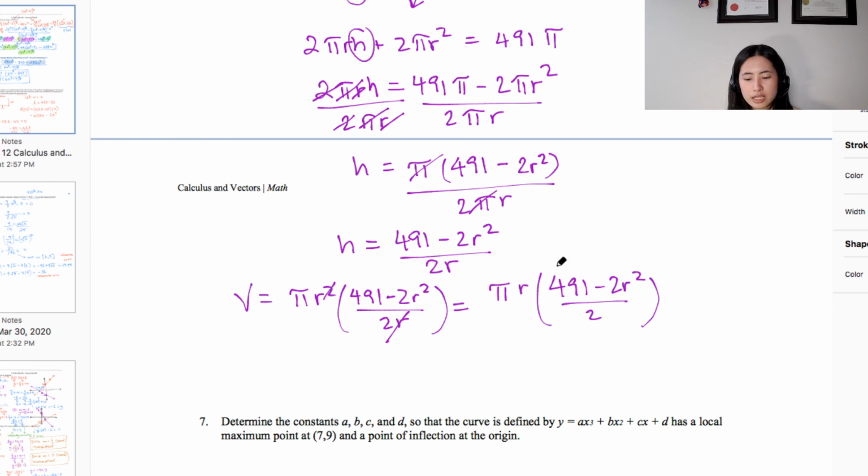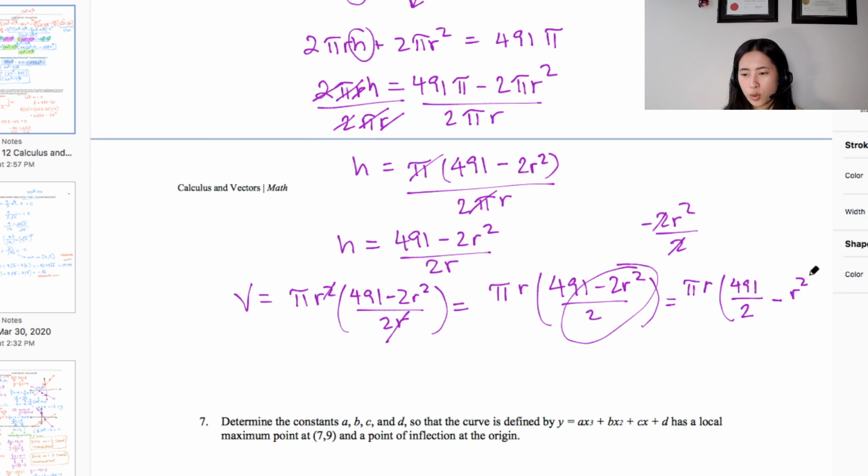Now, maybe we can split this into two fractions. So let's split that up. We have pi r multiplied to 491 divided by 2, and this is going to be minus. Because you have 2r squared here, you can cancel out the 2. Essentially this thing would be negative 2r squared over 2, so you can cancel out the 2. Can you guys see that? So that's why it's now going to be negative r squared. Okay, great. So we've separated the terms into two fractions.